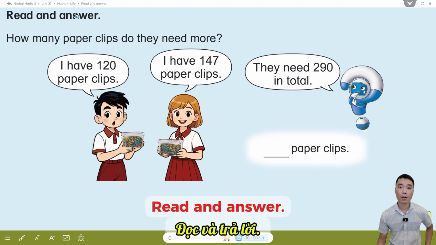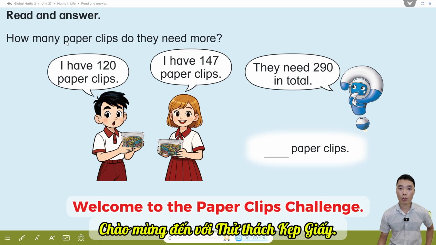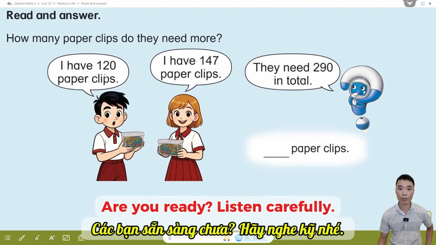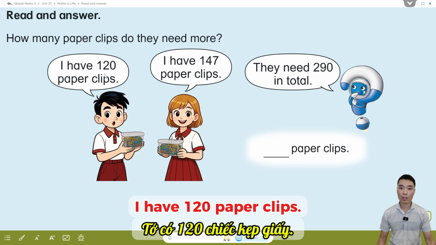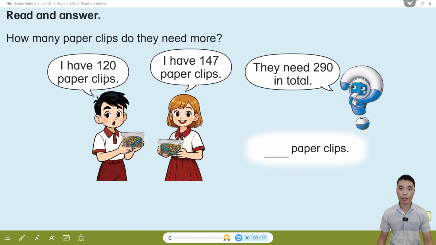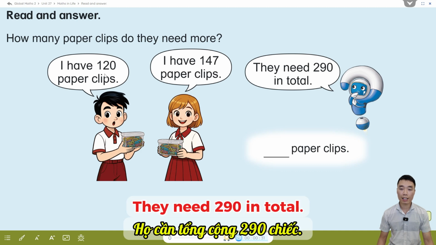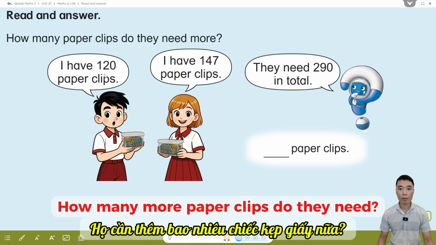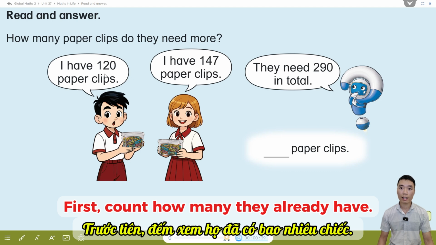Read and answer. Welcome to Paperclip Challenge. Are you ready? Listen carefully. I have 120 paper clips. I have 147 paper clips. They need 290 in total. How many more paper clips do they need? First, count how many they already have.